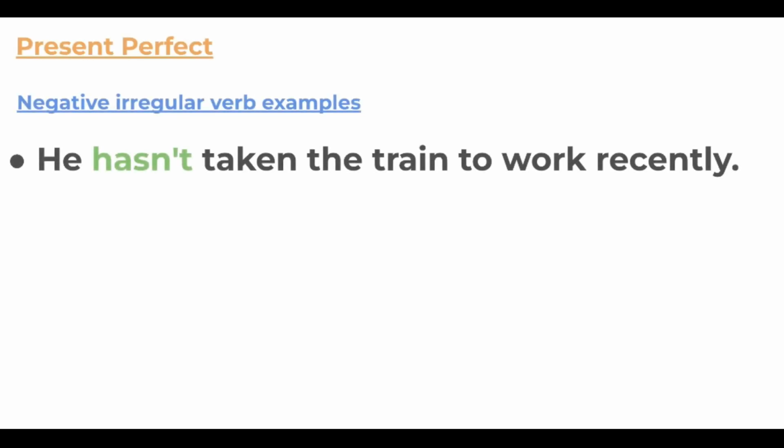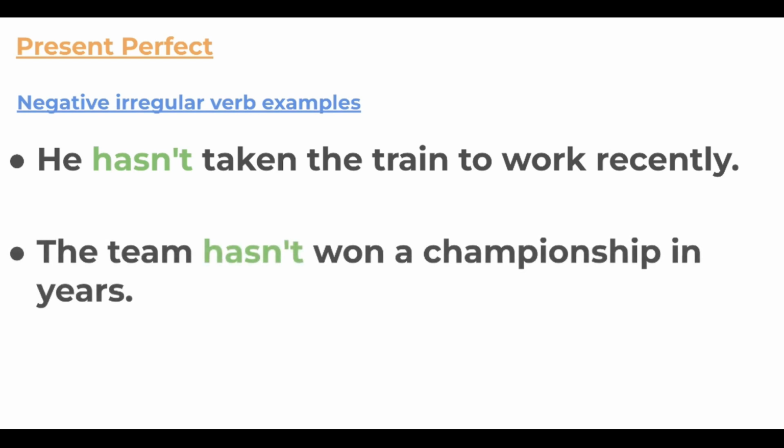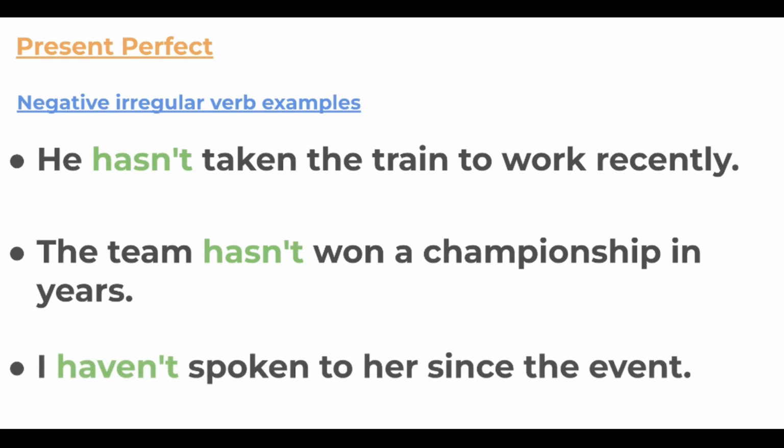Irregular verbs now. We do exactly the same as how we create the present perfect with the regular verbs. We still want to follow the same pattern, just with that not. And so he hasn't taken the train to work recently. The team hasn't won a championship in years. I haven't spoken to her since the event.